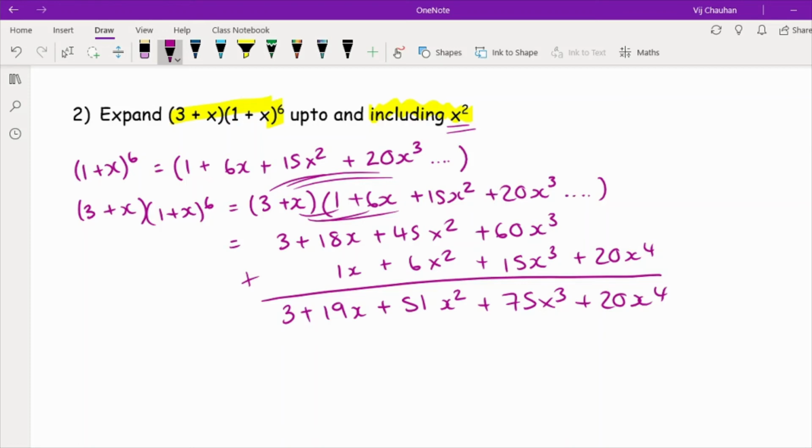Now, because the question is only asking me to go up to x squared, if I included this, I would lose marks. So what I need to do is get rid of those two terms there, and my final answer is going to be 3 plus 19x plus 51x squared.